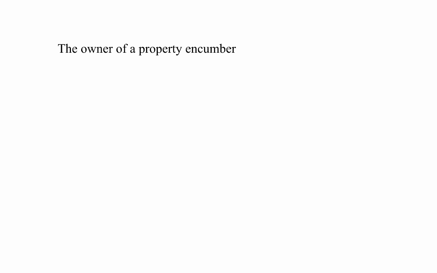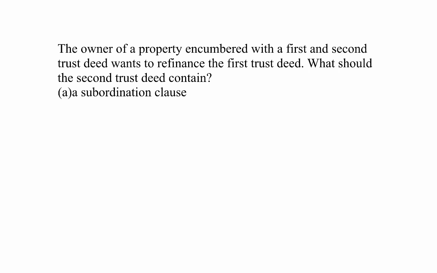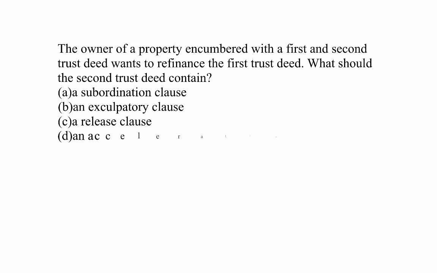The owner of a property encumbered with a first and second trustee wants to refinance the first trustee. What should the second trustee contain? A. A subordination clause. B. An exculpatory clause. C. A release clause. Or D. An acceleration clause.